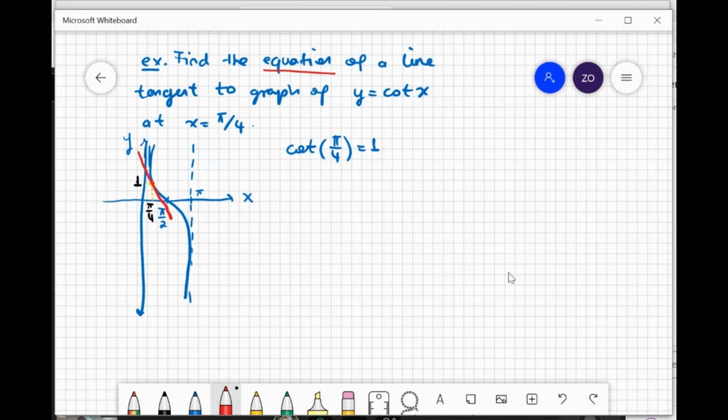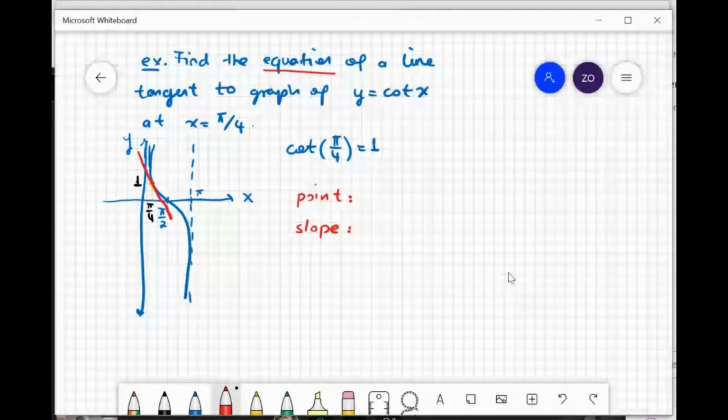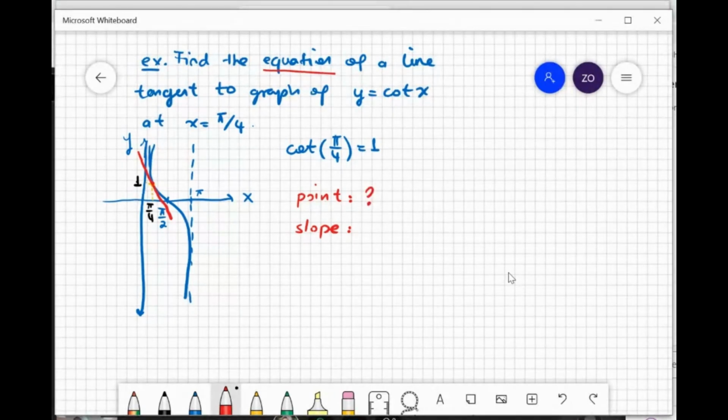The red line. What do we need to write an equation? We need a point, and we need to know the slope of that line. Then we will be able to write its equation. What is a point on this? What are the coordinates of a point on this red line? So where does this line pass through?